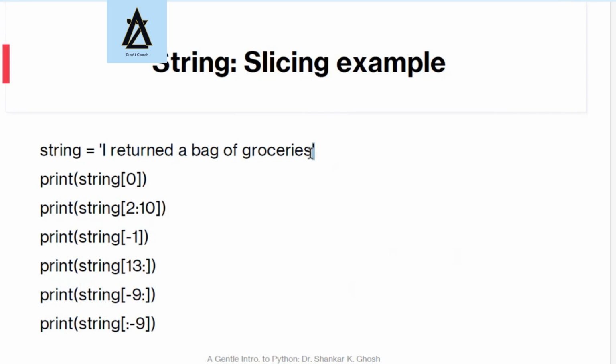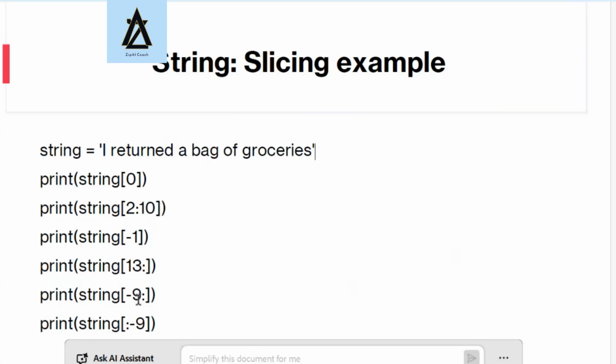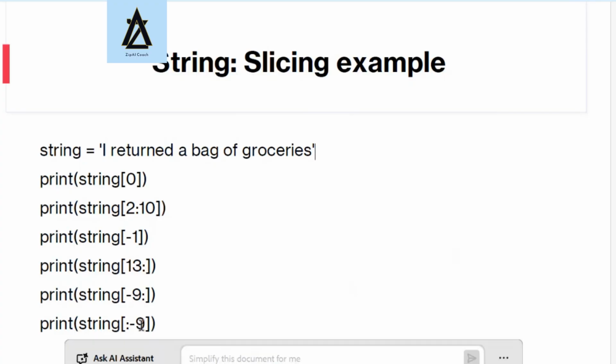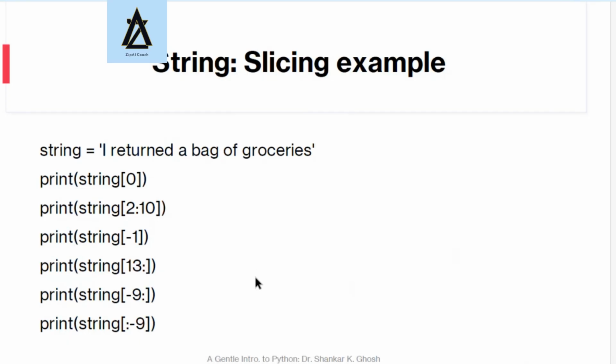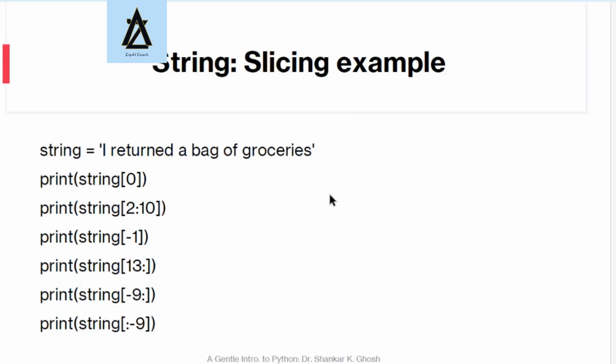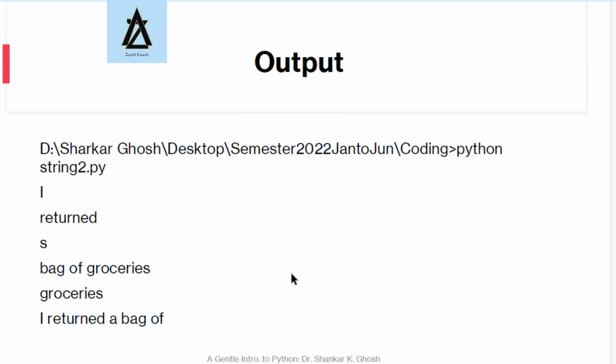If it is -1, it is the last character. If it is 13, it will start from the 13th character till the end. If it is -9, it will start from -9 till the end. Notice one thing: if the end is not specified, it will go till the end. If the start is not specified, it will start from the beginning. Here are some examples that I explored, so please go through them.